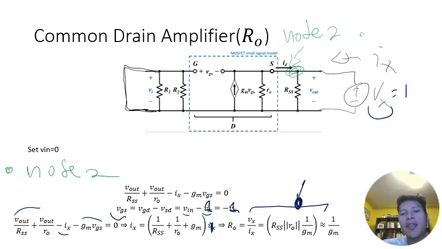So note that this derivation is the same as the one before, except instead of plugging in 1 volt, I plugged in Vx, which means instead of RO being 1 over Ix, it's actually going to be Vx over Ix.